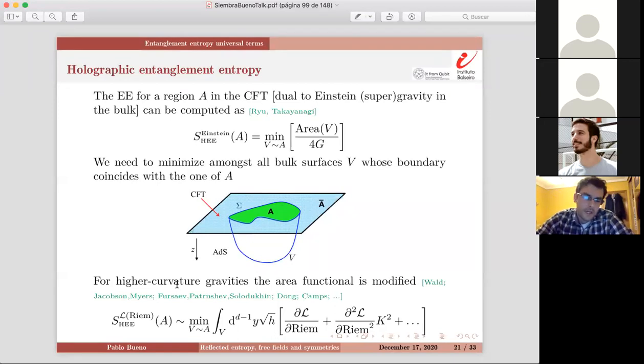For higher curvature gravities, you need to modify this functional and you get something like a Wald-like piece, just like for black hole solutions, analogously to the Bekenstein-Hawking one. And then you also have corrections that do not appear for black holes that involve extrinsic curvatures to different powers. The first term is extrinsic curvature to the 2, and then you have other things, or the 4, etc. But anyway, you can compute things in a geometric way, which is simpler.